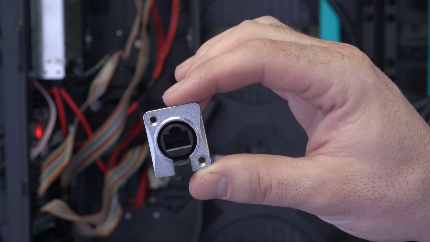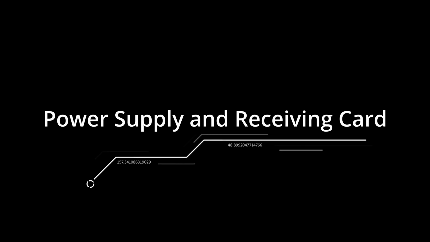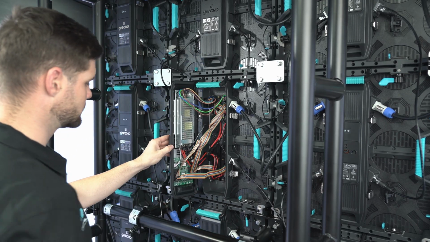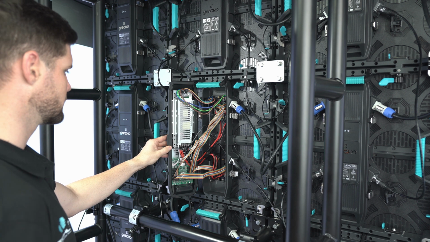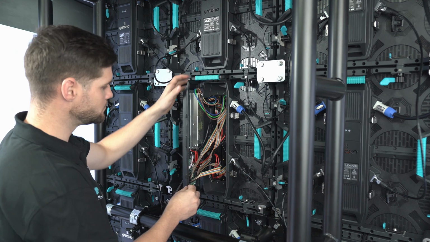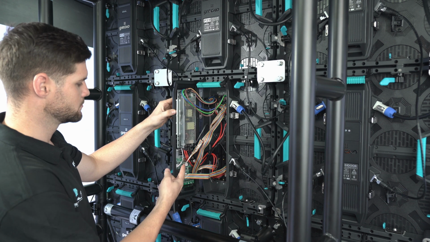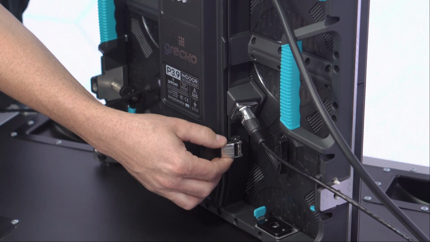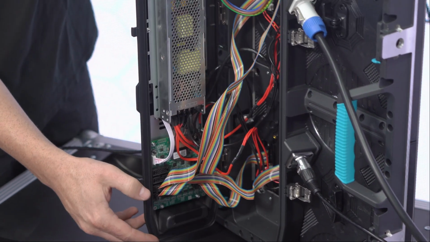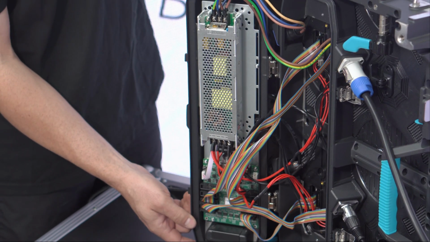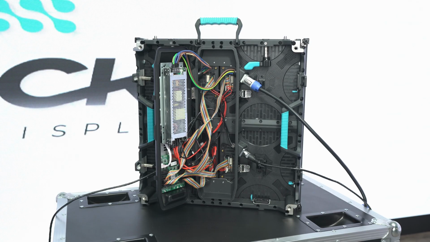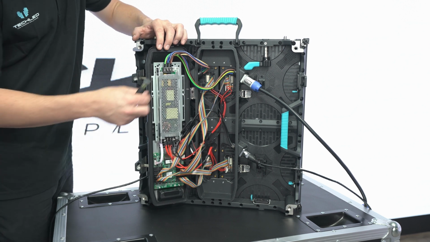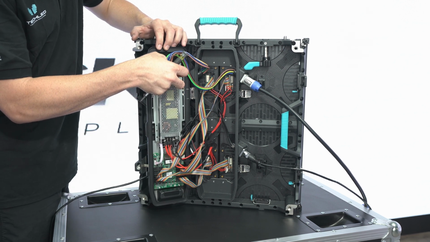Power supply and receiving card replacement. As a last resort, check if the power supply and receiving card are turned on. This can cause an interruption in the signal flow. If you notice that either is off, then replace the corresponding part. For more information, see the specific videos in the troubleshooting series. Check video number 2, receiving card replacement, and video number 3, power supply replacement, for more information on the power supply and receiving card replacement.